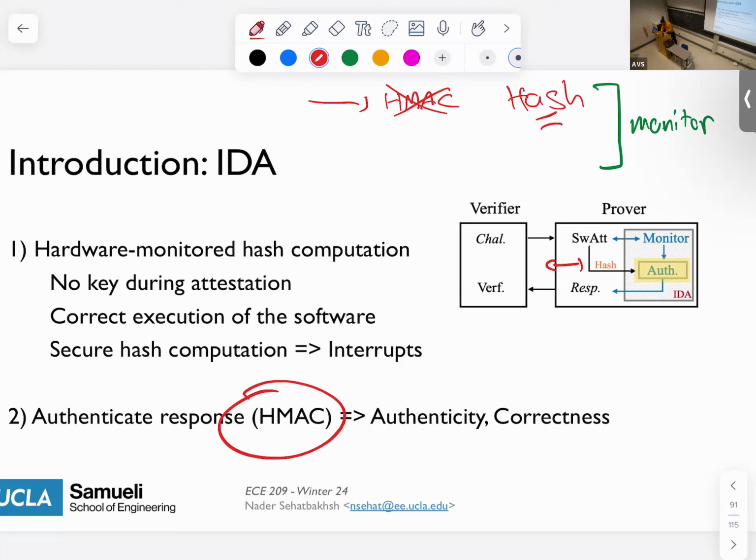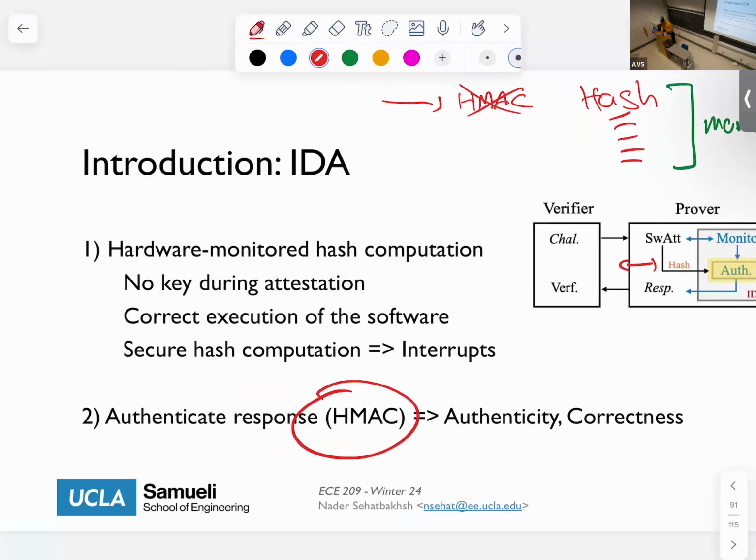So it's hash, hash, hash, hash, all the way through the code. And this way I can make sure that the hash computation is computed correctly. Then if at the end of this process, I know for a fact that this hash computation was correct, I'm going to sign this. Basically, I'm saying that I trust this hash computation. This is the correct result.